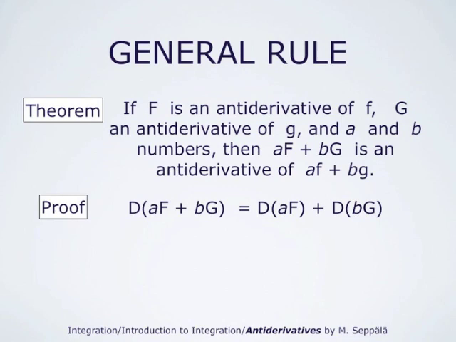So the derivative of the function a times capital F plus b times capital G is first the derivative of a times F plus the derivative of b times G. The constants a and b come out of differentiation, so this is a times the derivative of capital F plus b times the derivative of capital G, and that is simply a times f plus b times g.